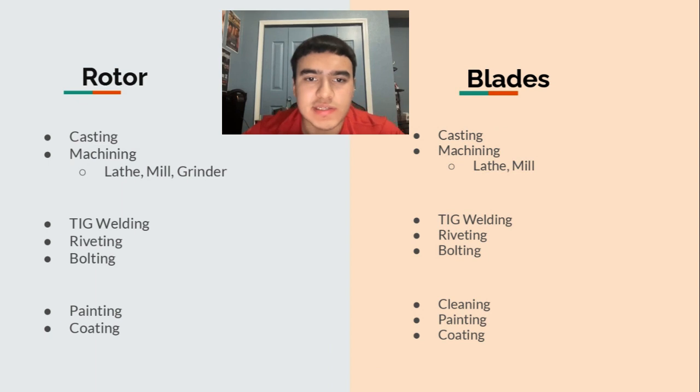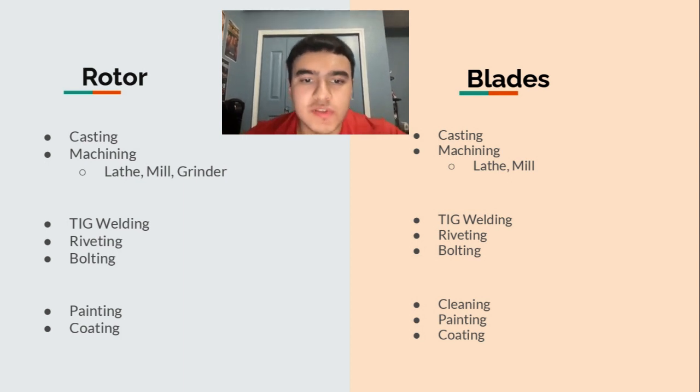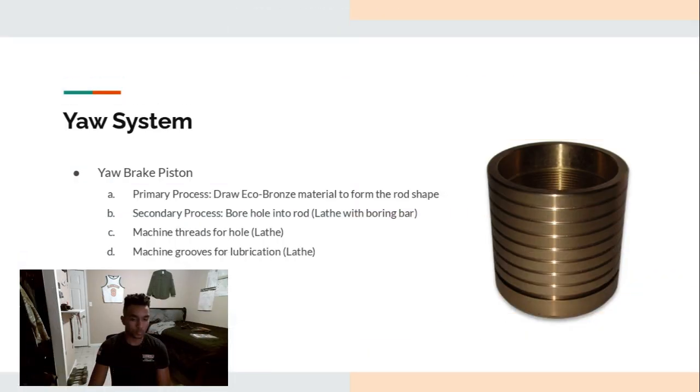Speaking on product analysis, we must talk about the rotor and the blades and how they're made. Both of these include casting as their primary process. The secondary process is also the same, which is machining, which involves the use of the lathe, the mill, and the grinder. For the assembly methods, we use TIG welding, riveting, and bolting for both, since they are attached to each other. And for the surface finish, we use painting, coating, and cleaning.